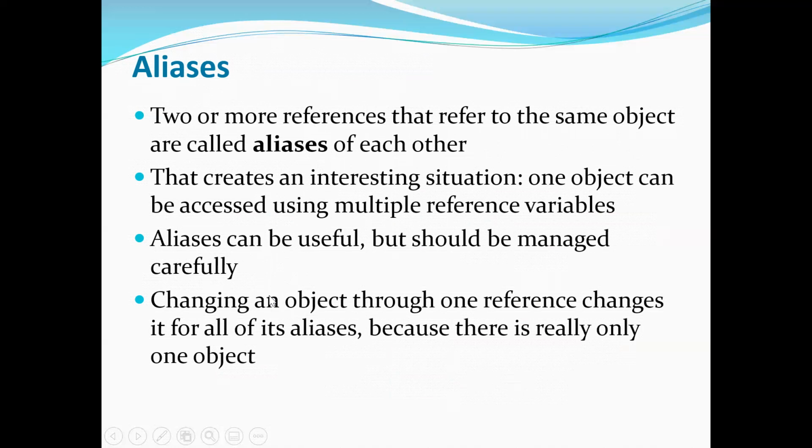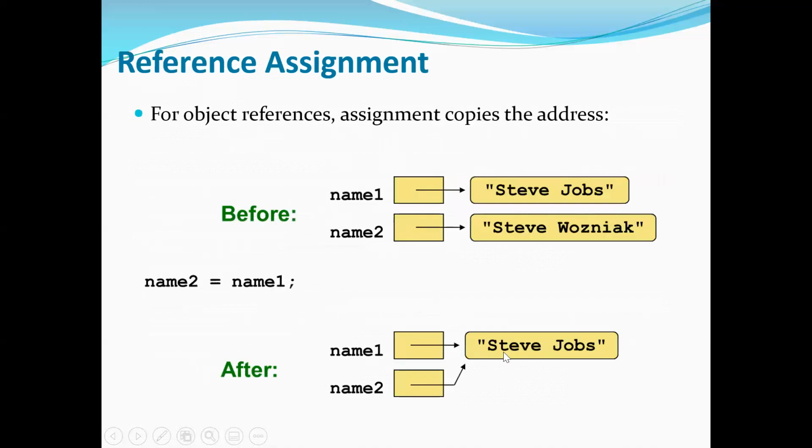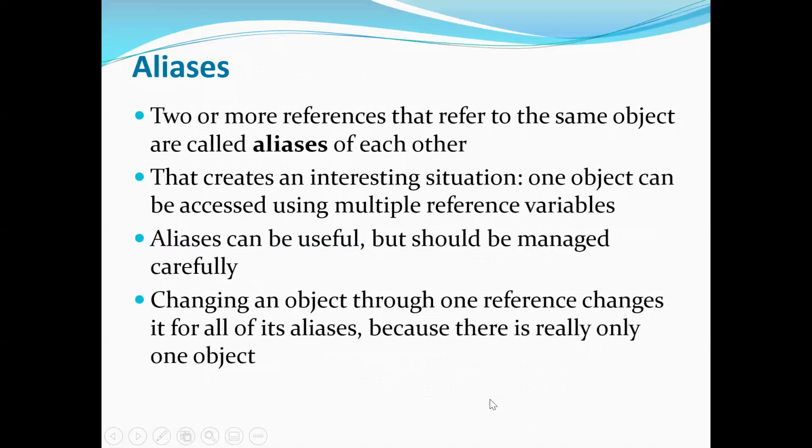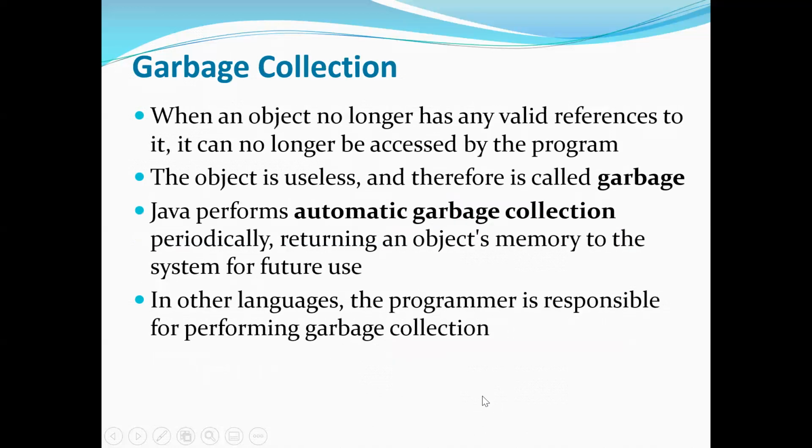In this case, we can have like 4 or 5 reference variables pointing to the same object. So changing an object through one reference also changes it for all of its references. For example, if I change the object through name1, it also changes what name2 sees. So we should be very careful using it.